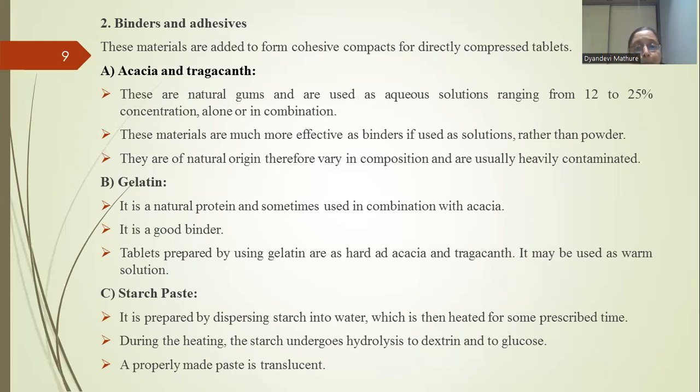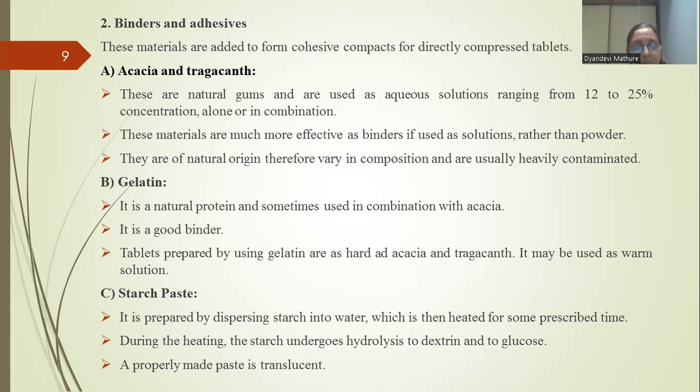Then the second example of binder which we use in the formulation of tablet is gelatin. Again, it is a natural protein and it is used in combination with acacia. It is a good binder, and when we use gelatin as a binder, the tablets prepared are as hard as with acacia and tragacanth. It may be used as a warm solution. So the same tablets we obtain with the acacia and tragacanth mixture, we will obtain by using gelatin also.